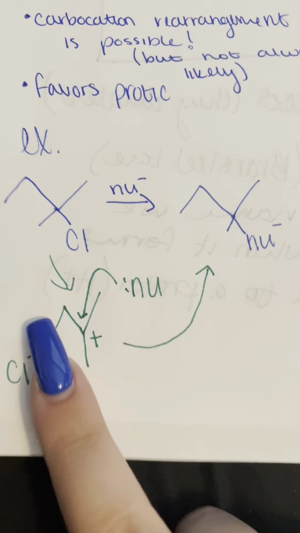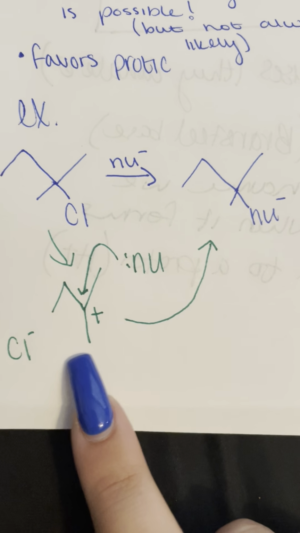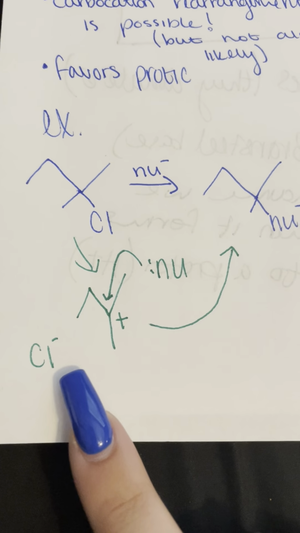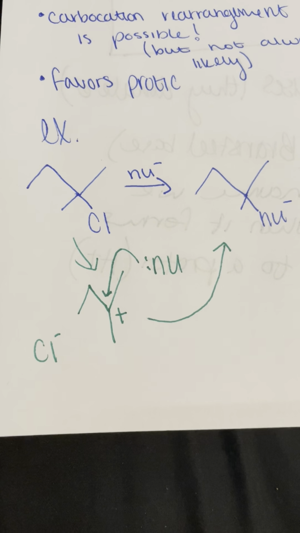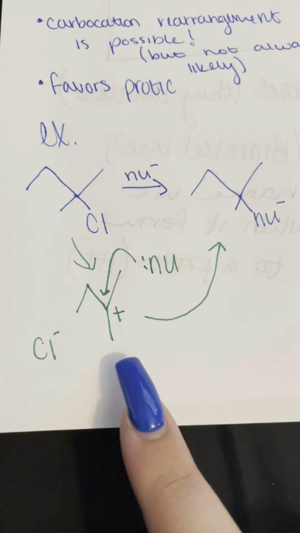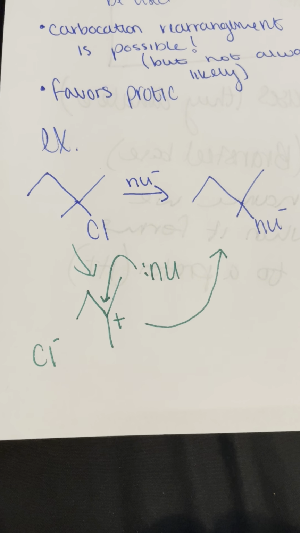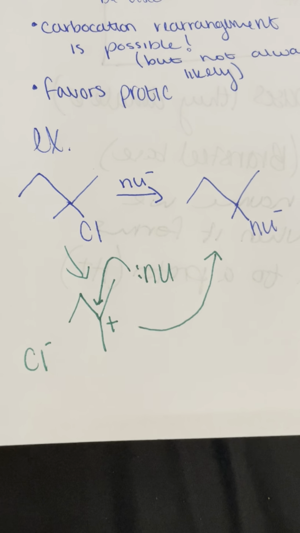By the way, the chloride is not attached to this right here, not attached to the molecule at all. It is actually floating in solution. When you take an extra step with the carbocation rearrangement, the leaving group is always going to be floating in solution.